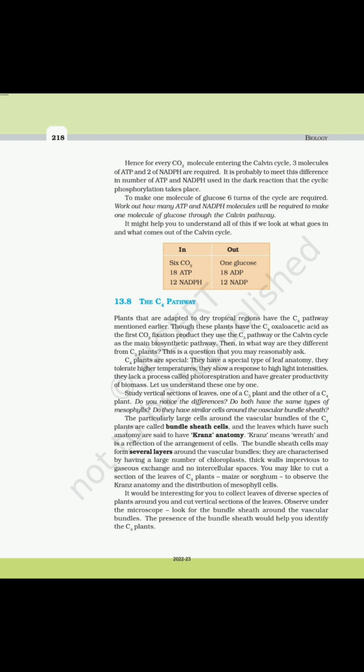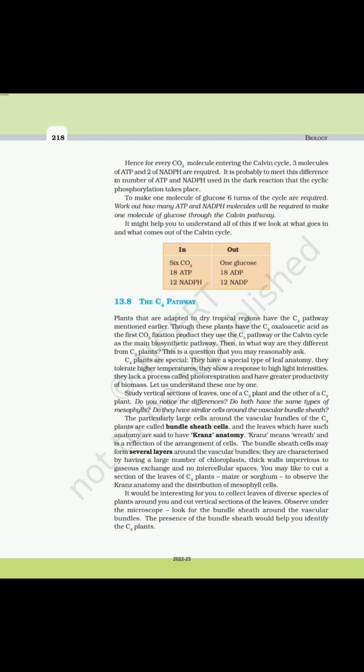13.8 The C4 pathway. Plants that are adapted to dry tropical regions have the C4 pathway mentioned earlier. Though these plants have the C4 oxaloacetic acid as the first CO2 fixation product, they use the C3 pathway or the Calvin cycle as the main biosynthetic pathway. Then, in what way are they different from C3 plants? This is a question that you may reasonably ask.